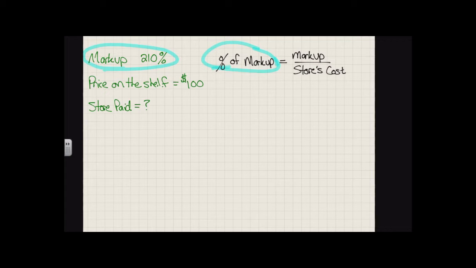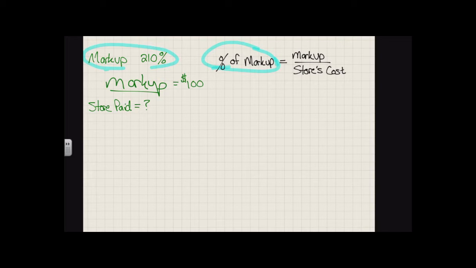Now, let's say I changed the price on the shelf to markup. No, I said price on the shelf. Markup and price on the shelf are two different things. No, I mean markup of 210%. This is the markup percent. This is the markup price. You see how they're different?